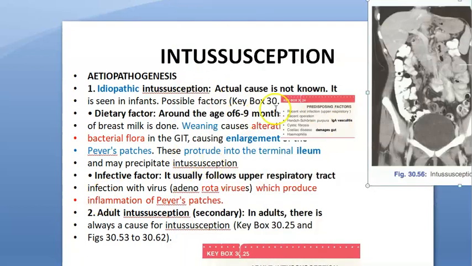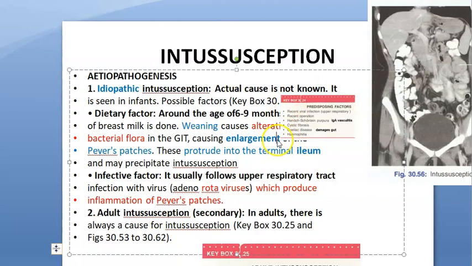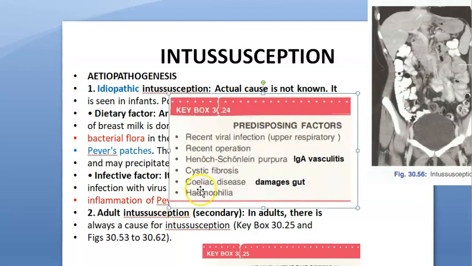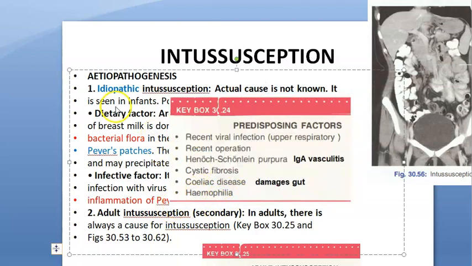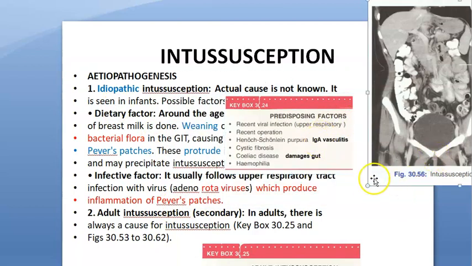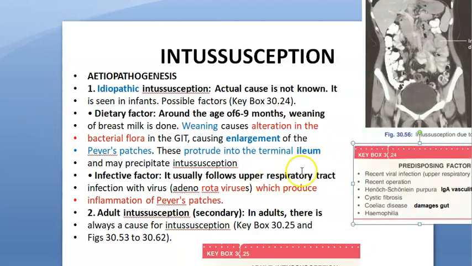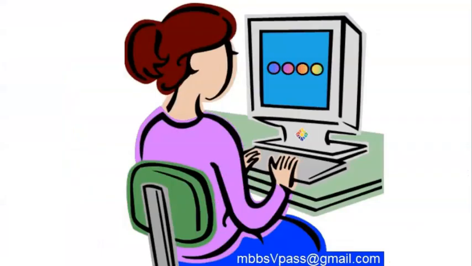Okay, guys, in children, they have just given a few more causes. You know that it is because of infection and that. It can also be because of Henoch-Schönlein purpura, IgA vasculitis, cystic fibrosis, celiac disease, which damages the gut, and hemophilia. These can be the other predisposing factors in children, okay. But in adults, they told you it could be tumor, polyp, carcinoma, lipoma. Oh God, we don't like all of them at all. Now let's move on, people.